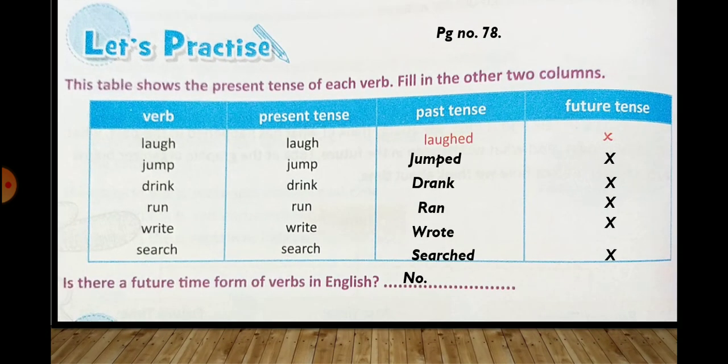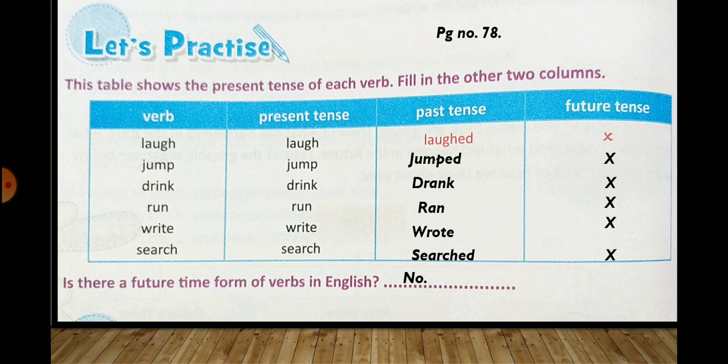Here are some examples, or we have to do an exercise based on this. So on page number 78 itself, you can see there is a table given to you. This table shows the present tense of each verb, and the other 2 columns are to be filled. The present tense is given, so we have to write the past tense form, and as we have already discussed, there is nothing known as future tense form.